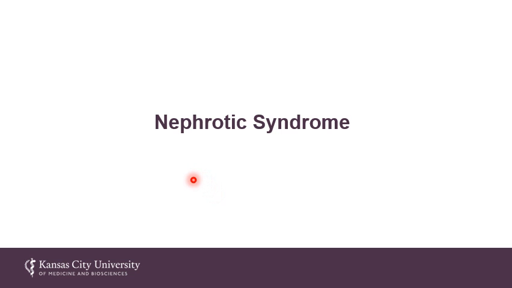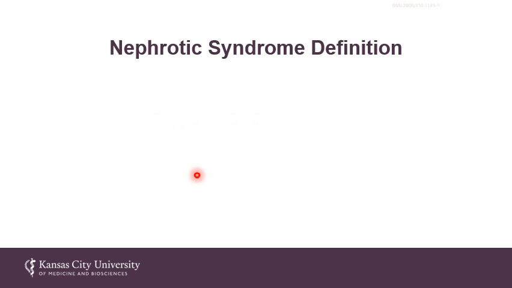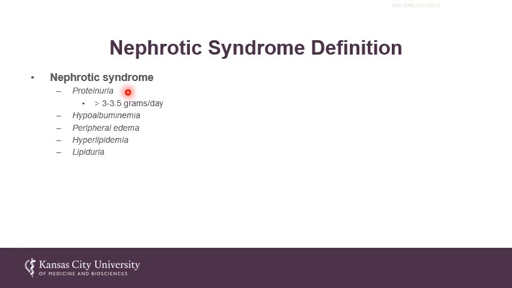Nephrotic syndrome. Nephrotic syndrome is when you have quite a bit of extra protein in the urine along with other symptoms. Let's talk about it in more detail. What's the actual definition? It's protein in the urine.